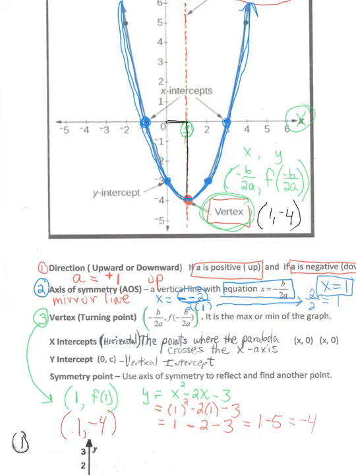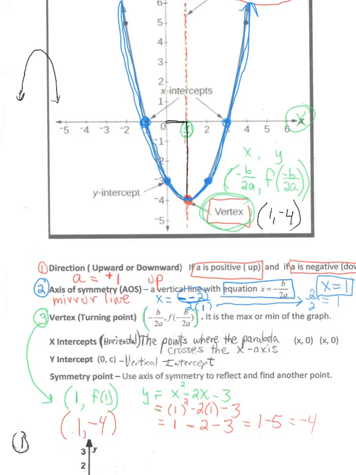There's our vertex. That's a critical point, because either that vertex is a minimum of the graph, the lowest point, as we can see here, or it could be the higher point, the maximum, if the u was going in the other direction heading downward. So that's a very critical point.